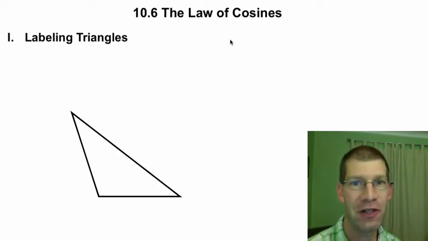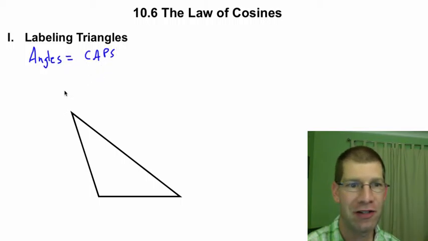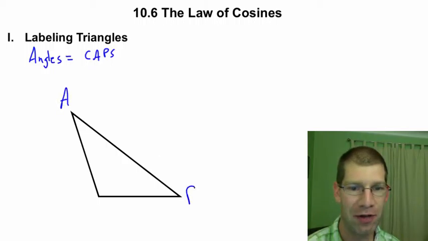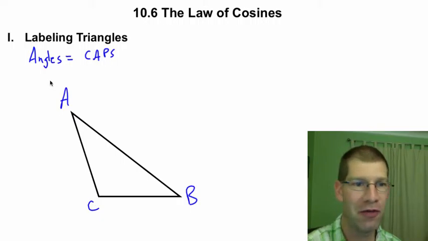First thing though is, in order to get the equations to work out right, we need to make sure that we label the triangles correctly. So that's why I have Roman numeral 1, labeling triangles. For the angles or the vertices of your triangle, those all have to be in capital letters, and typically we just do A, B, and C. So I'm going to put down a capital A, capital B, capital C. It doesn't matter where you start or which direction you go, you just pick and go from there.